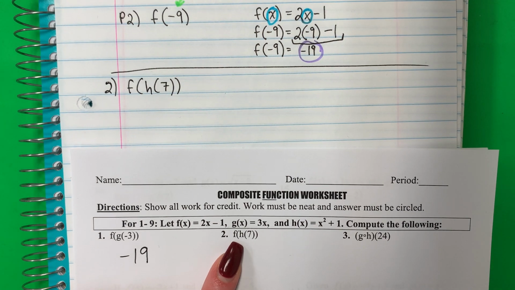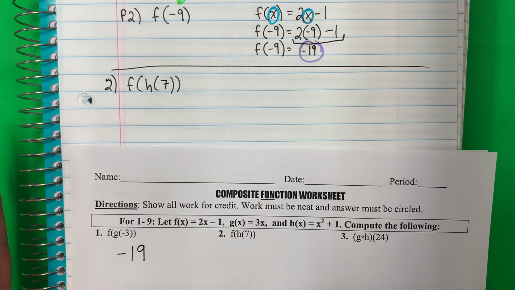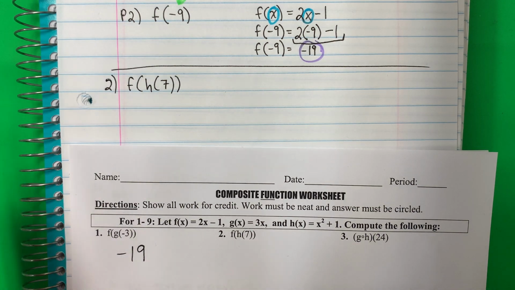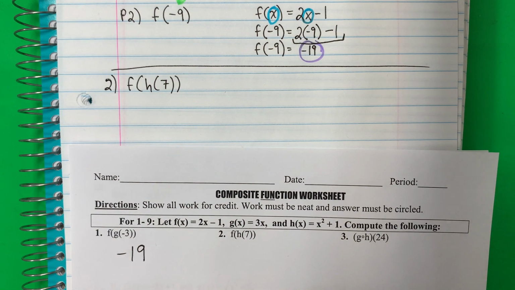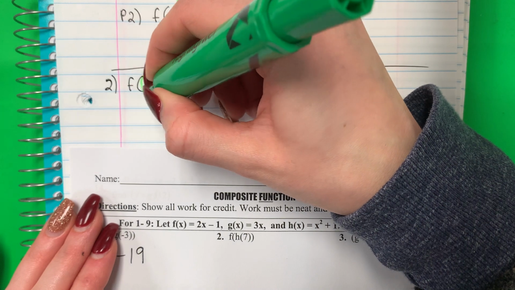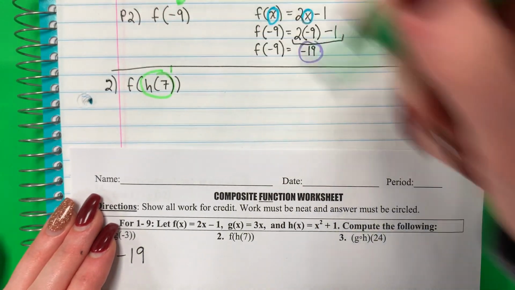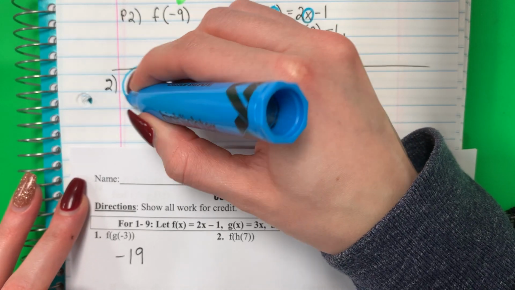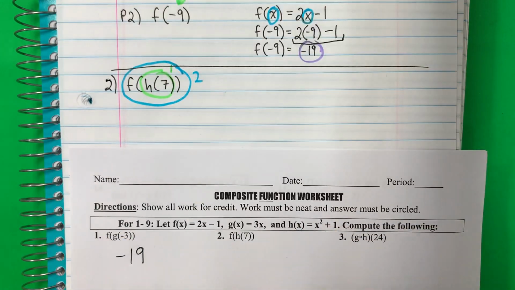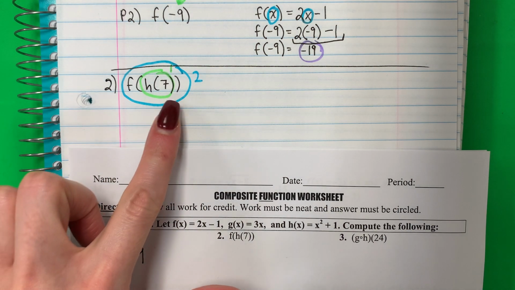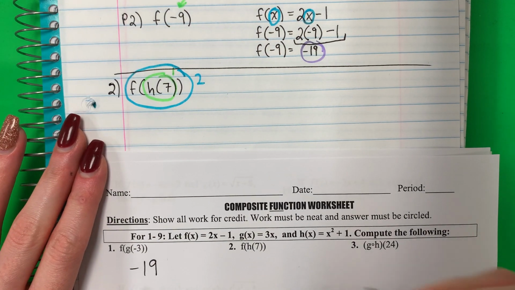Okay, so remember, how do we start? ¿Cómo comenzamos? Do we start inside or do we start outside? ¿Comenzamos adentro o afuera? Okay, we start inside. Comenzamos adentro. Okay, so what is inside? ¿Qué está adentro? H of 7 is inside, so we're going to do that first. And then second, y luego segundo, the F, la F. Okay, so let's go ahead and start with the H of 7 as my part 1.